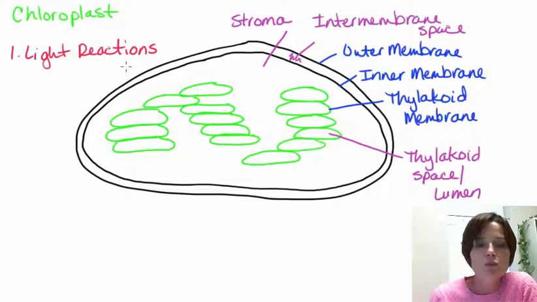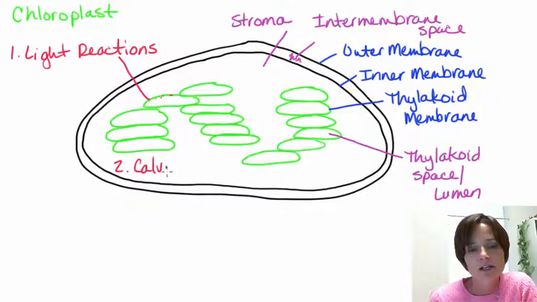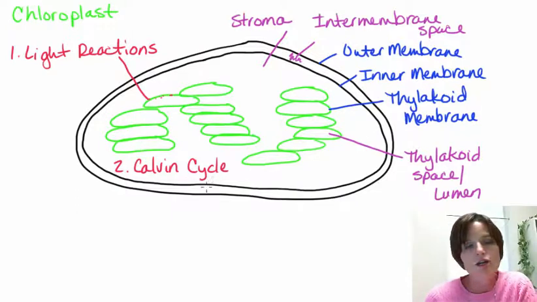So as far as where the light reactions occur, they're going to be happening right there on top of the thylakoid membranes. The second stage is the Calvin cycle, and the Calvin cycle is going to be occurring inside the stroma here. So I'm just going to write that in there.